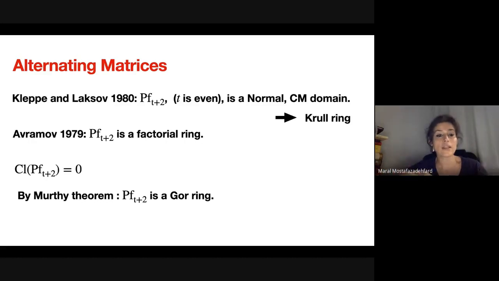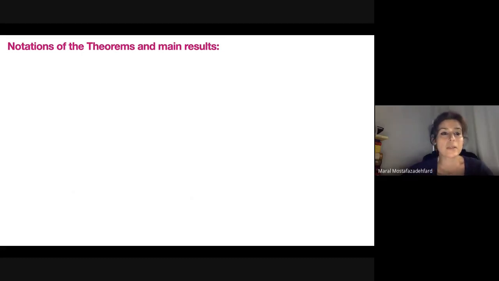But what about the Hankel determinantal rings? Here the divisor class group is 0, so it doesn't depend on the size of the matrix or the size of the minors that you are considering. Okay, for the divisor class group of Hankel matrices, let me introduce you to some notations.